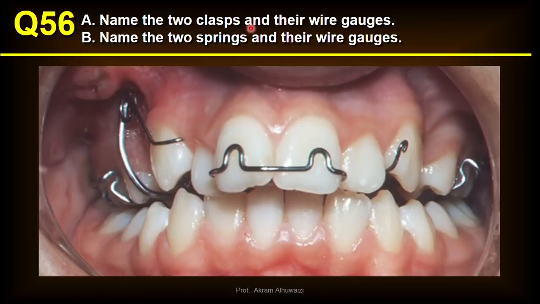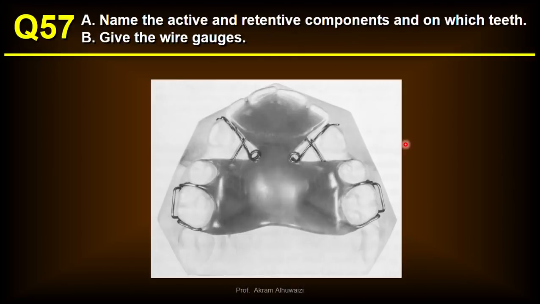Name the two clasps and their wires. Clasps mean it's retentive. So we've got 6s with Adam clasps, and their gauge is 0.7 mm hard stainless steel wire, and the fitted labial arch made out of 0.7 mm hard stainless steel wire seated on these centrals. On the right there's a buccal canine retractor, which is a sleeved type, so it is made out of 0.5 mm wire, and it's a simple type. And on the left there's a finger spring made out of 0.6 mm wire.